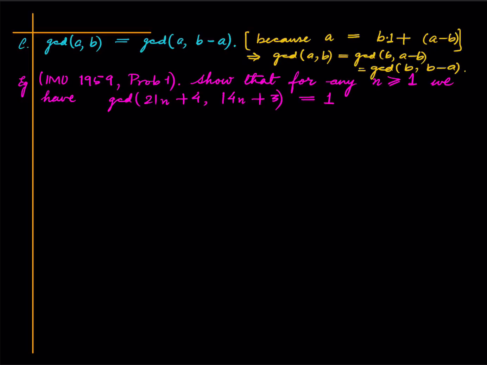So let us finish this lecture with this small problem. It was asked in the 1959 IMO. This was the first problem in it. 1959 was the first time IMO was introduced to the world. This was the first ever problem in the first ever IMO, and it's a very simple problem. It asks to show that for any natural number n, this GCD is always 1. So let's show this.